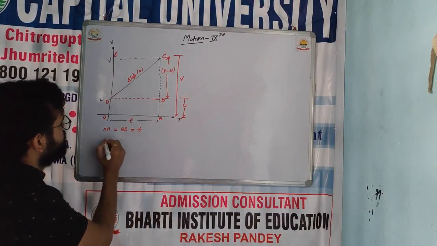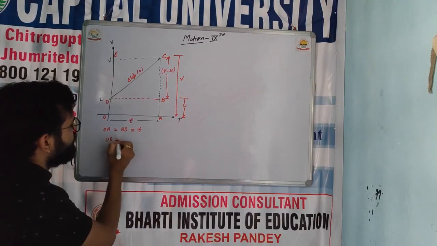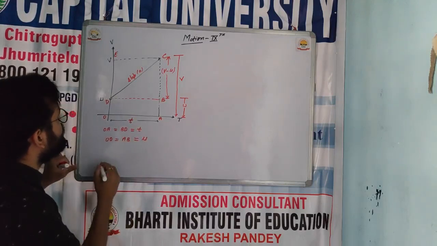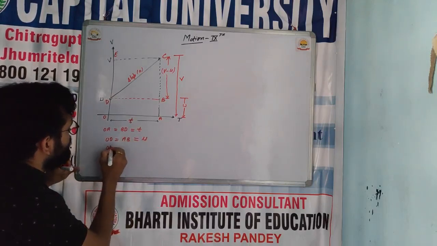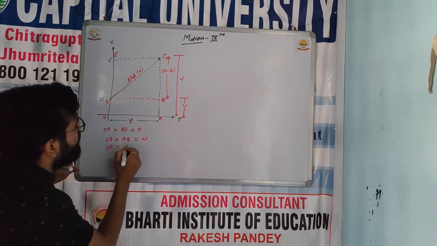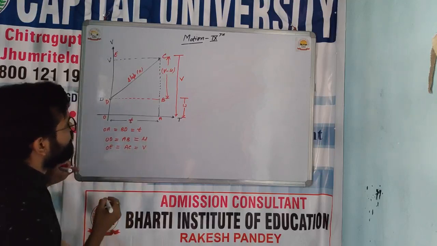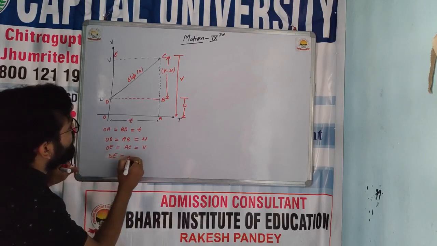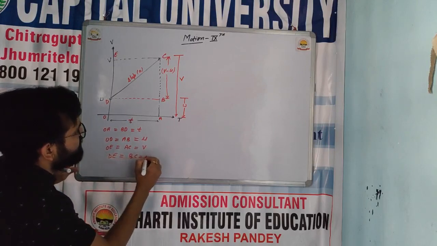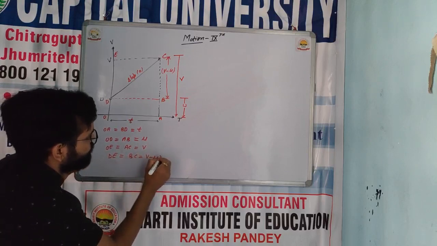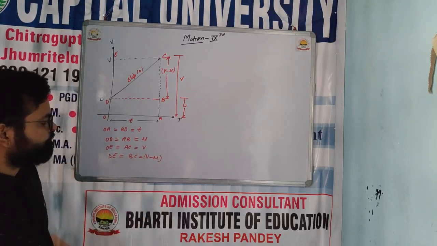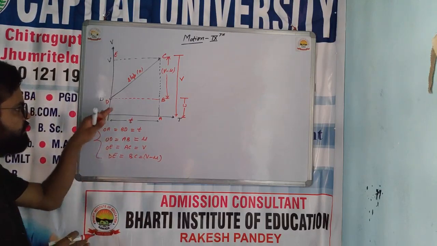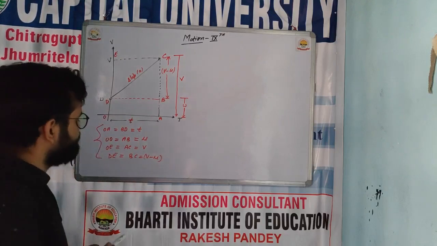Now OD equal to AB, both are equal, which is equal to U, and OE equal to AC equal to V. Also DE equal to BC, which is V minus U. Clear? So all this information belongs to the graph.